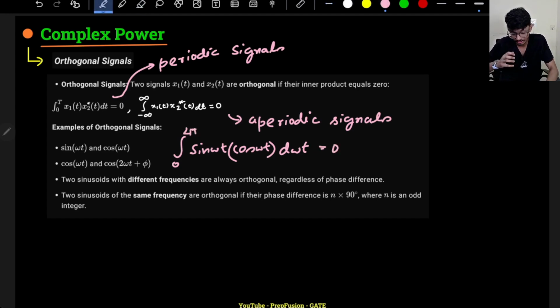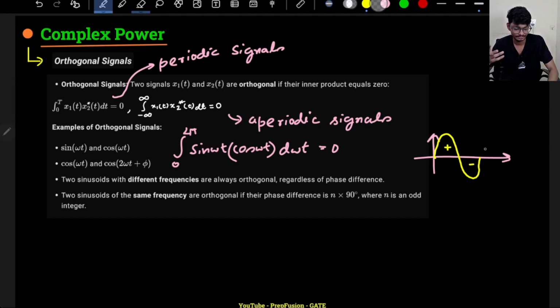So what is the graphical definition of orthogonal? Whenever I multiply these two signals, their product is, for a certain region, positive and for a certain region negative, and for the same region it is positive and negative. Basically, their overall area under the curve comes out to be 0. That is what an orthogonal signal is.